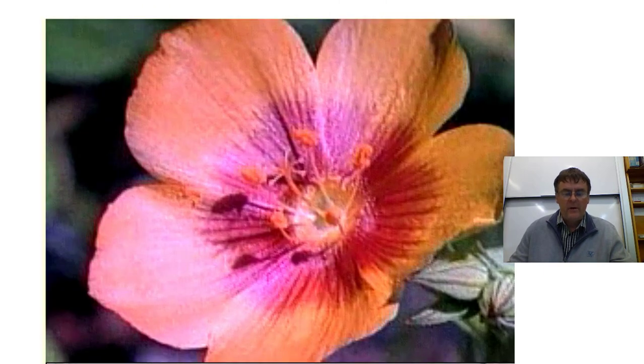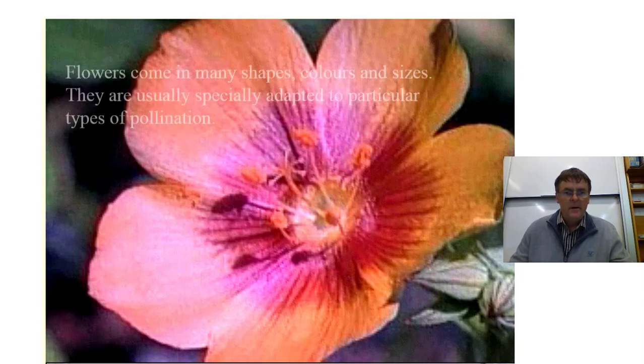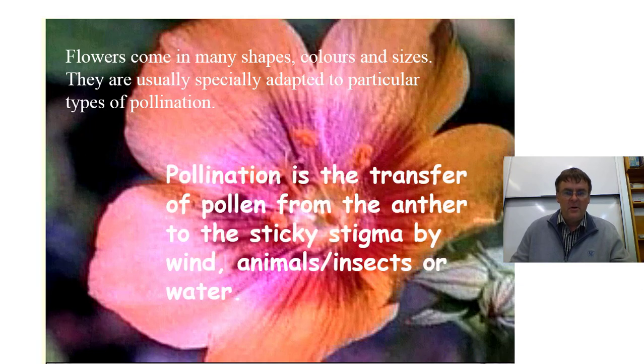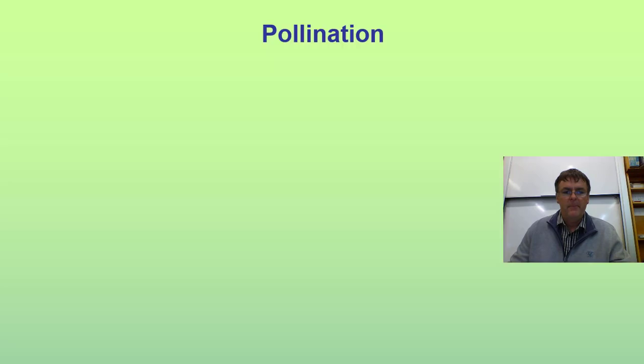So back to our friendly flower. Hopefully by now you know all the bits and pieces that are going on inside there. And yeah, we know they come in all sorts of shapes and sizes, and that each one is adapted to a certain kind of pollination. So pollination is getting the pollen from the boy bits to the girl bits, and wind, water, or some kind of beastie will do that, animals or insects or something.